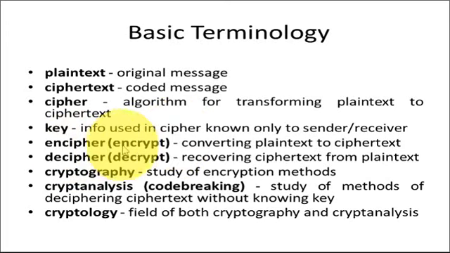Then encipher, that is encrypt. That is the mechanism of converting your plain text to ciphertext. We say it is the technique of converting your plain text to ciphertext, that is encipher or encryption. Decipher is the mechanism of converting your ciphertext back into plain text, that is recovering plain text from ciphertext. So this is decipher or decrypt.